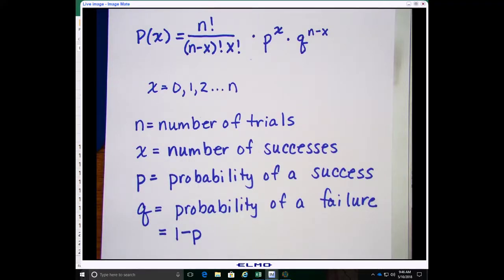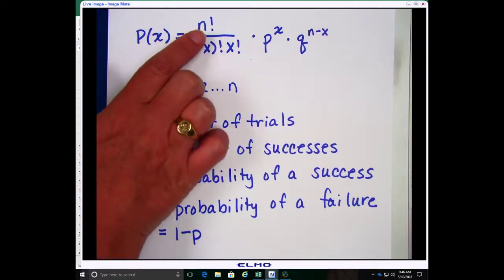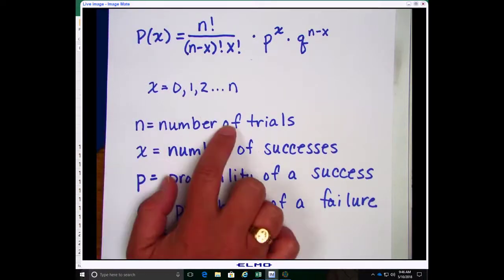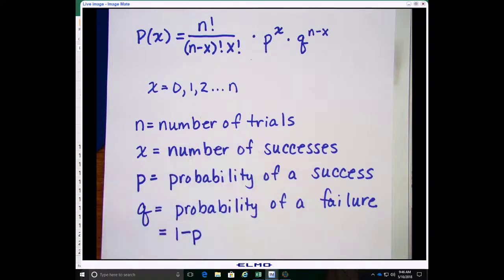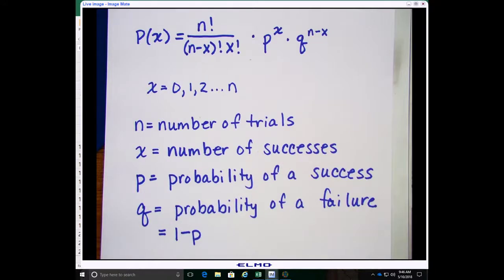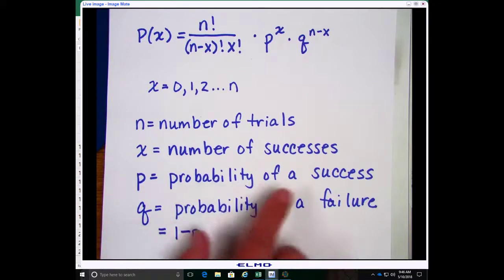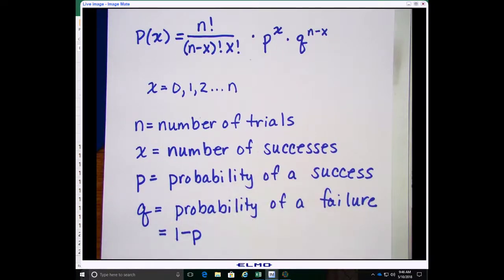So if we think about this in terms of flipping a coin, we can look at what each one of these variables means. N is the number of trials, in other words, the number of flips of the coin. X would be the number of successes. So say we take the coin landing on a head to be a success. X would be the number of times the coin landed on its head. P is the probability of a success, or the probability the coin lands on the head. And Q is the probability of a failure.